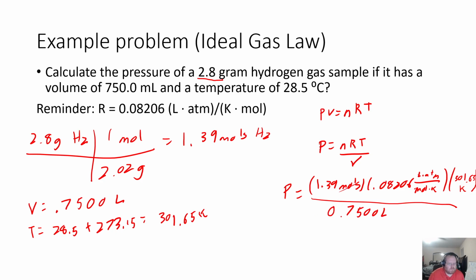Now we check: moles will cancel, our liters will cancel, and our Kelvin will cancel, and we'll be left with the atmospheres like we would expect. It's a pressure, so we should get a pressure unit. Multiply all these out. And this is a very high pressure system.